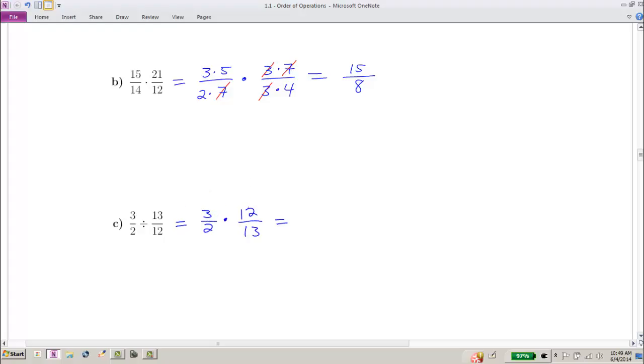In fact, you can do it first by factoring the 12. So 3 halves times 12 is 2 times 6. And it's over 13, so we can cancel the 2's here. And we are left with on top 3 times 6, which is 18. And on the bottom we have 13.